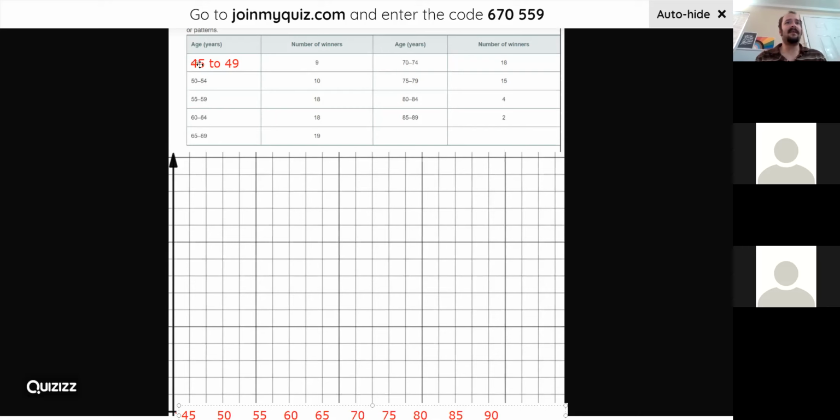And I talked a little bit about it, but this includes 45, 46, 47, 48, 49. So there are 5 different numbers in there. This includes 50, 51, 52, 53, and 54. So you have to count the endpoint you're starting on, but it should give you 5 different numbers.